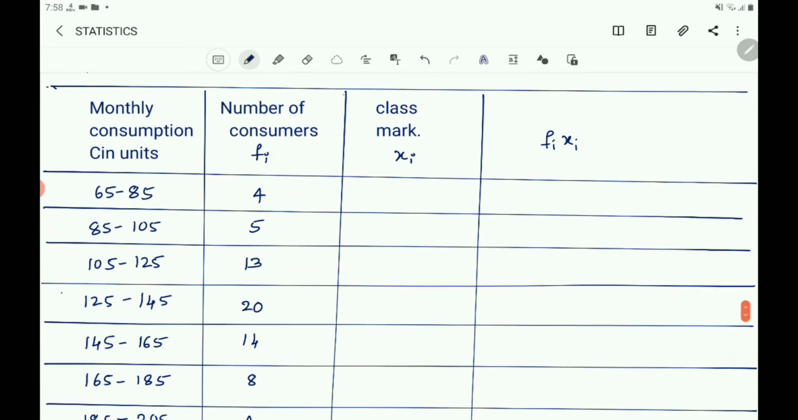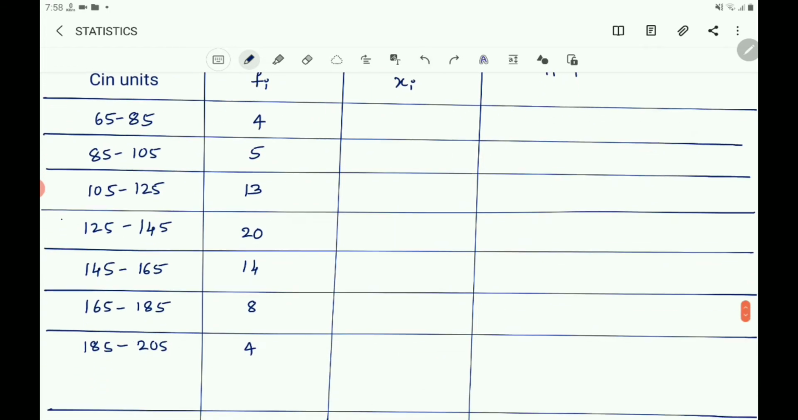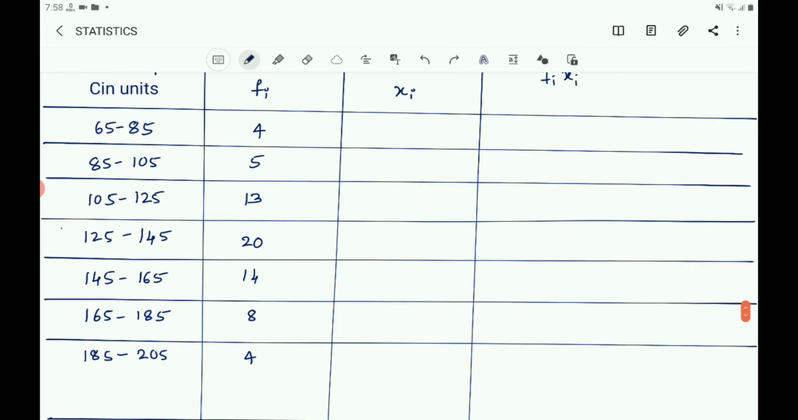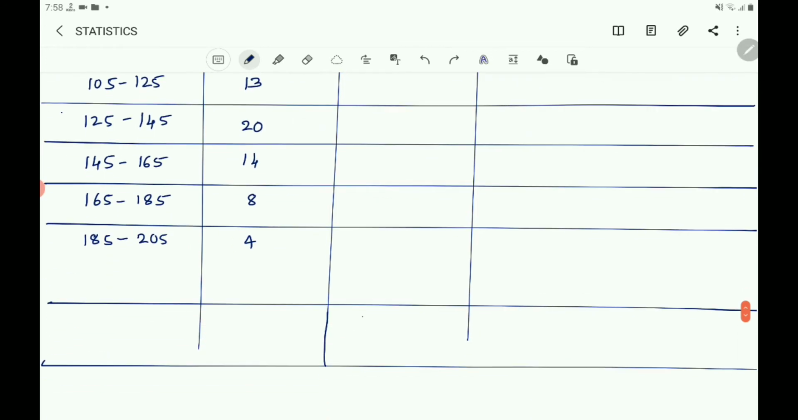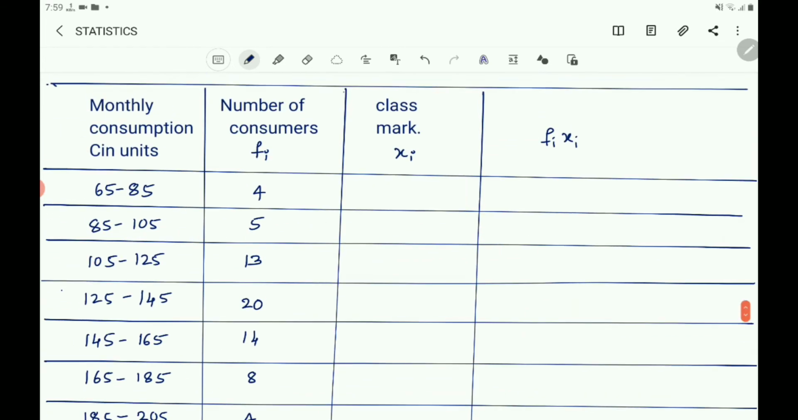Then you find the class mark xi, that is the midpoint of the class. You know the method of finding the midpoint: sum of these two divided by 2. 65 plus 85 by 2. So what is the sum of 65, 85? 60 plus 80 is 140, 150 by 2, then it is 75. So it is 75.